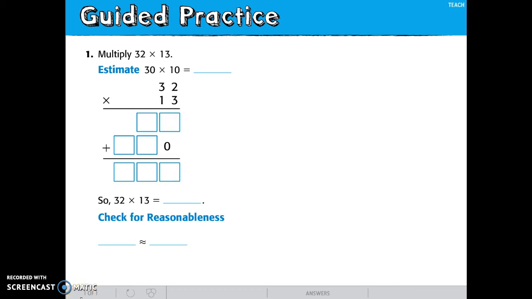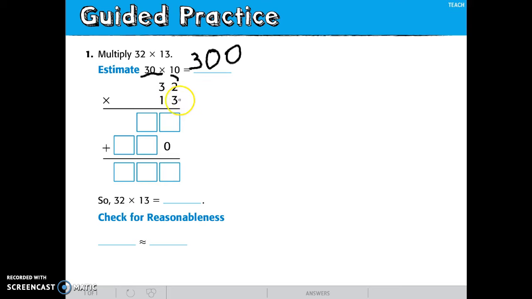All right, for our guided practice, we're going to multiply 32 times 13. So we're going to estimate, and we're going to round our 32 to 30 and our 13 to 10. Well, 3 times 1 is 3, and we have 2 zeros. So our answer should be close to 300.